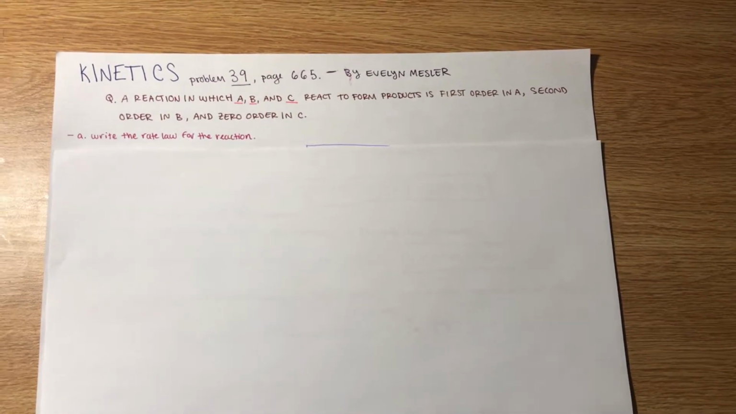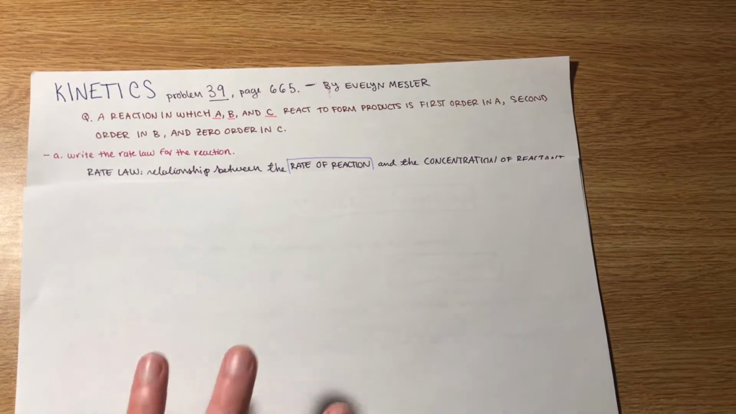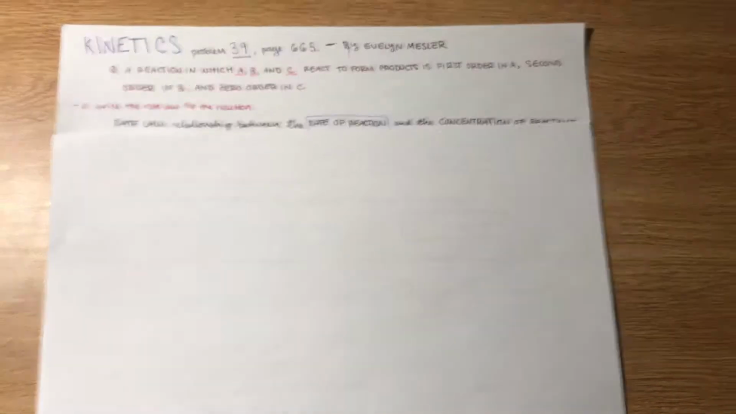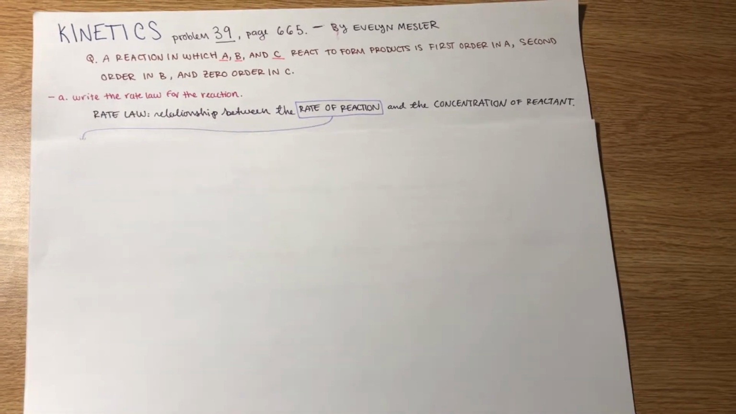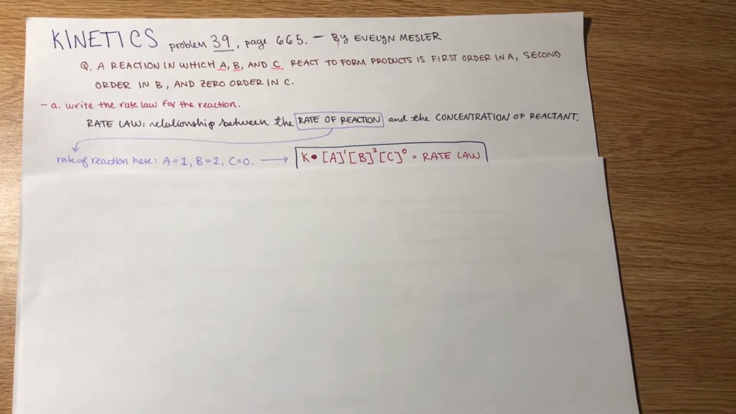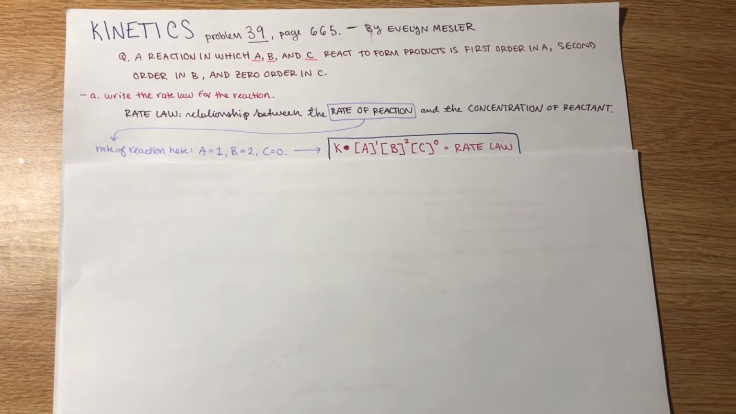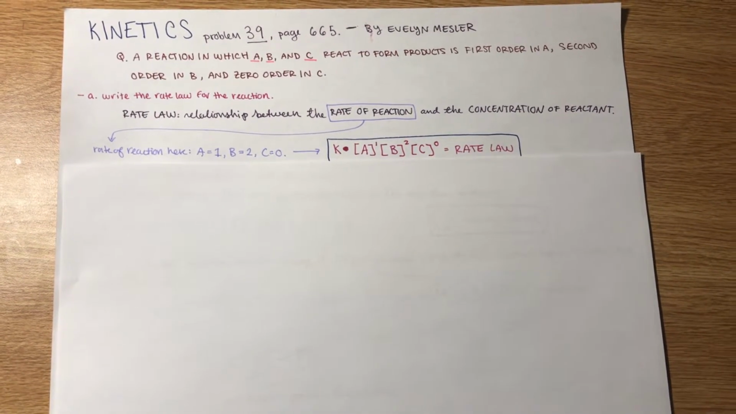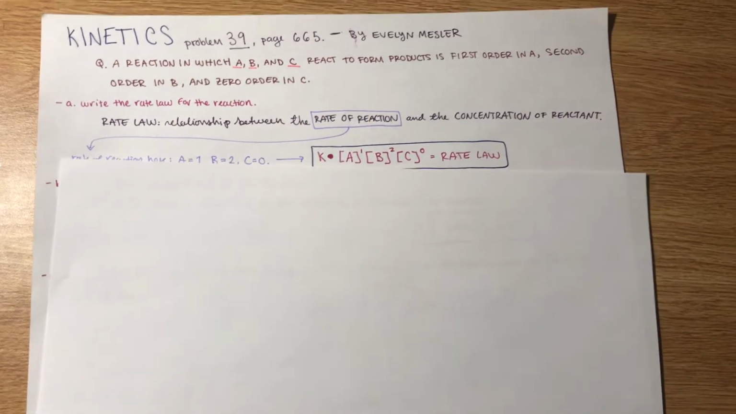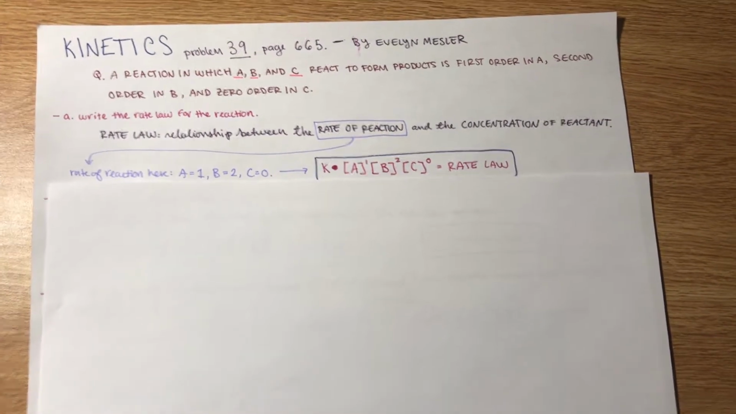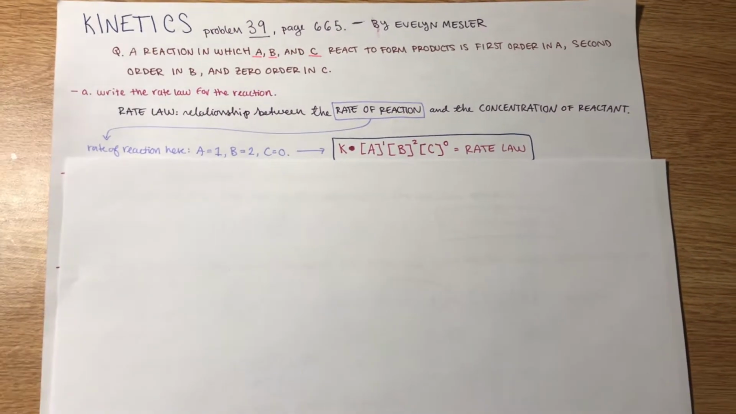A. Write the rate law for the reaction. A rate law is the relationship between the rate of reaction and concentration of reactants. While the concentration of reactants isn't given here, they do give you the rate of reaction. A is first order, B is second order, and C is zeroth order. You can take these orders and raise them as exponents to the concentrations in your rate law. So here we have k, your constant, times A to the first order, B to the second order, C to the zeroth order.